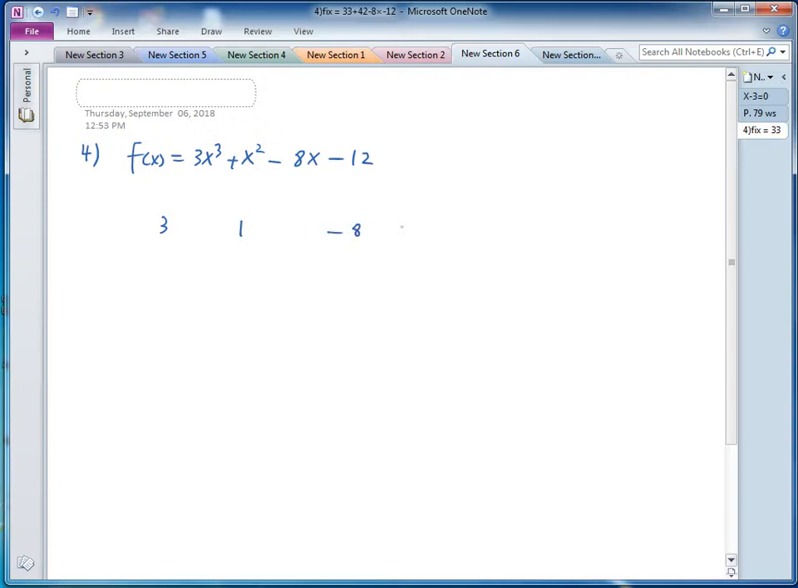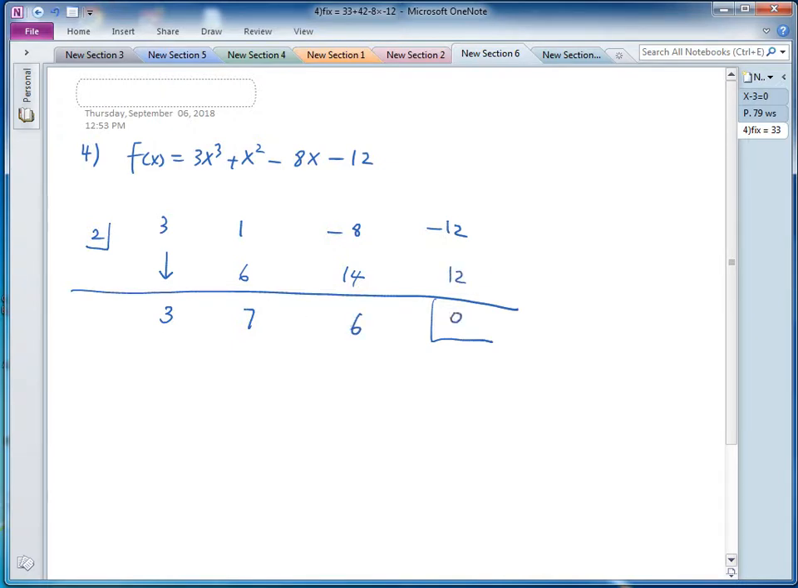3, 1, negative 8, negative 12, 2. If it doesn't work, I'm going to switch the sign. How about negative 2? And then I will do it quickly, okay? If this is a factor, if this is a solution, what do you expect the remainder to be? 0. That's the factor theorem, or remainder theorem in the case of 0 as a remainder. So bring it down. 6, 7, 14. Do you have a good feeling? Yeah? Alright. 16 subtract 8. 6 times 2, 12. Wow, you are lucky.